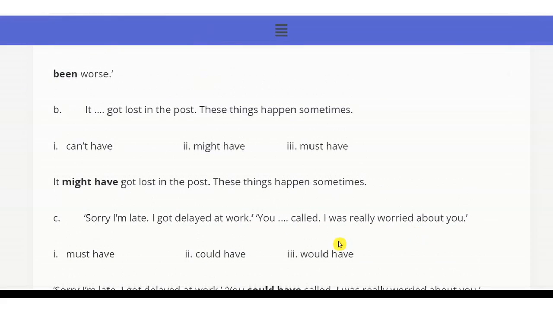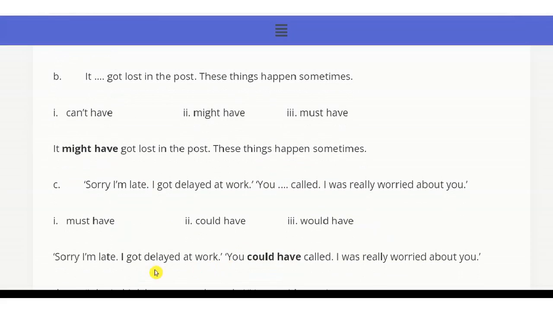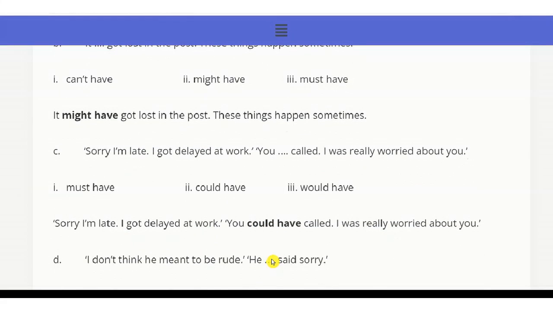Sorry, I'm late. I got delayed at work. You did not call. I was really worried about you. One person says this and the other is the response. When someone is late and says, sorry, I'm late, I got delayed at work, how would the other person respond? At least you should have called. You could have called. So you could have called me. I was really worried about you. So the answer is could have. Sorry, I'm late. I got delayed at work. You could have called. Number D.